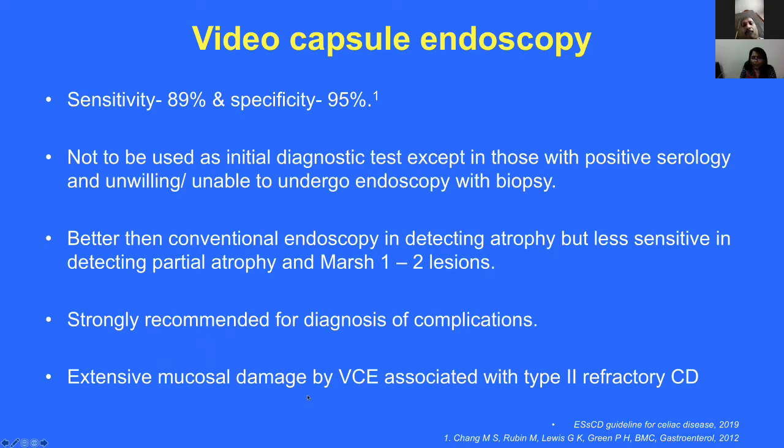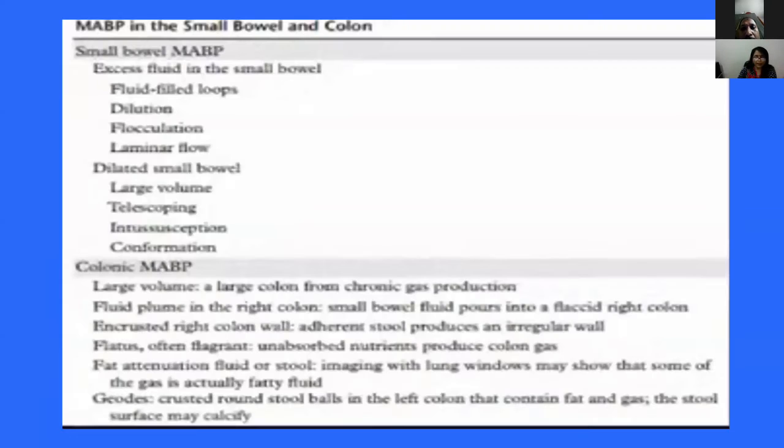Extensive mucosal damage can be assessed by this capsule endoscopy, especially in type 2 refractory celiac disease. I will be explaining that later.